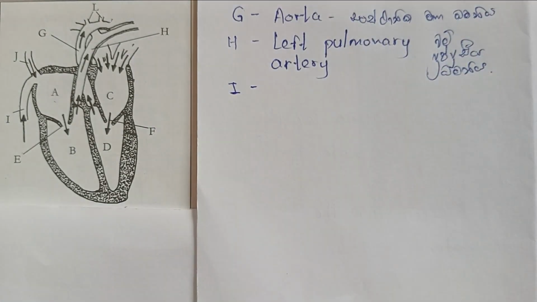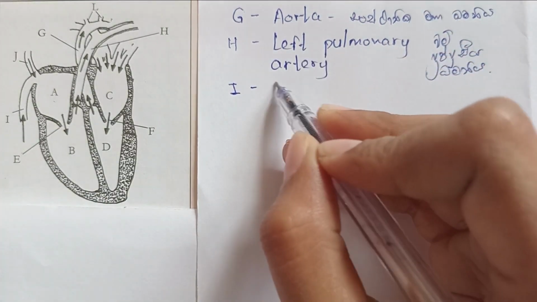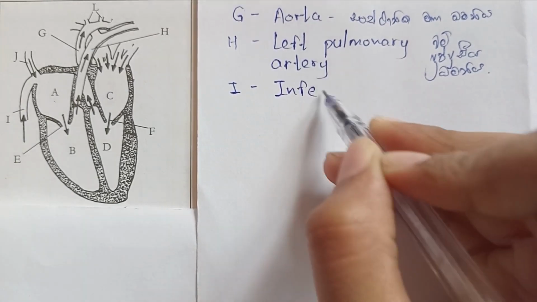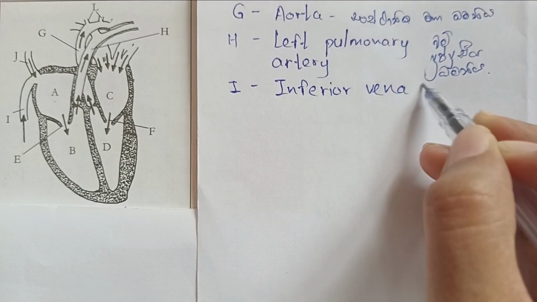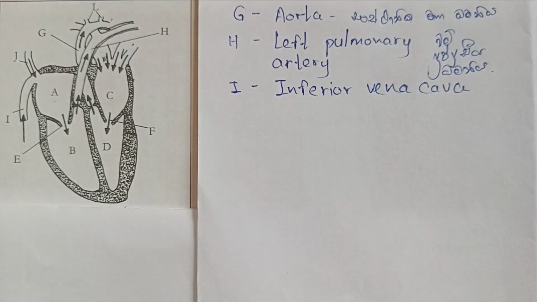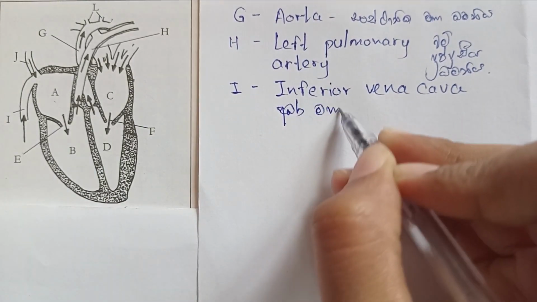arteries connected to the aorta. So you can use that feature also to identify these structures. So next we will identify the structure labeled as I. Letter I, they have labeled inferior vena cava. In Sinhala we call Adara Mahashirava.